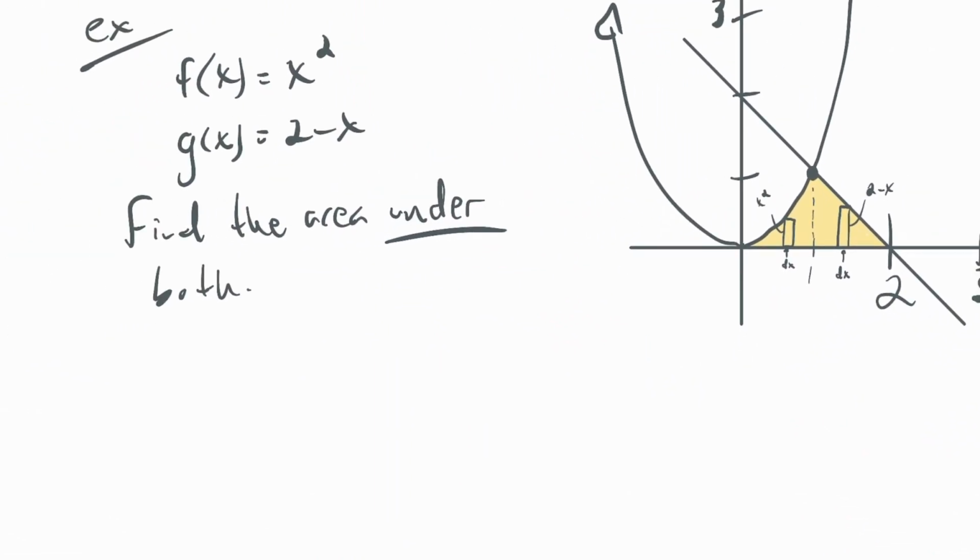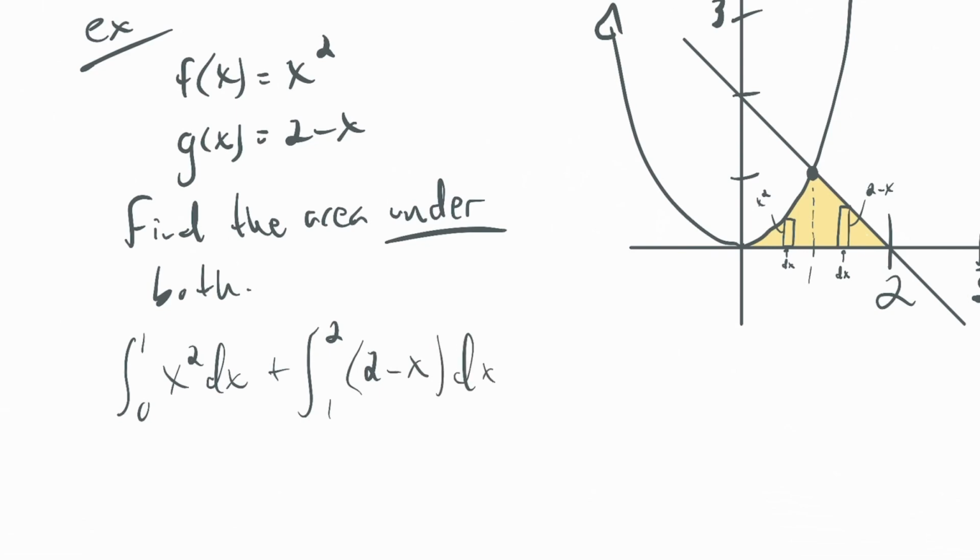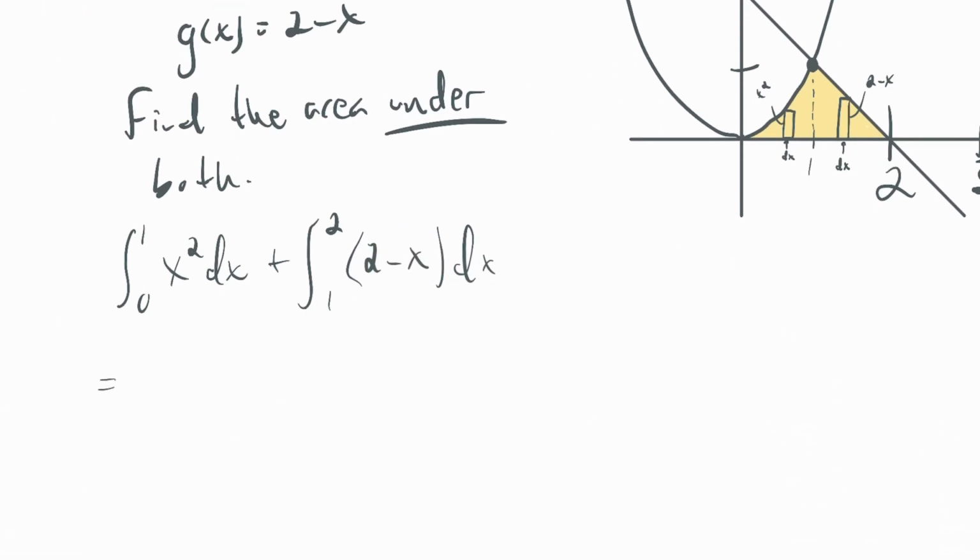So my integrals are going to be like these. I'm going to have the integral from 0 to 1 of x squared dx. This is the height of that rectangle times the width of that rectangle. Plus the integral from 1 to 2 of 2 minus x dx. Sorry, if I can make parentheses. This is the height of the other rectangle times its width. Okay.